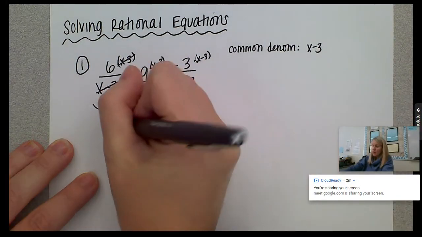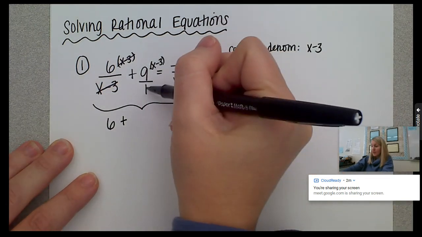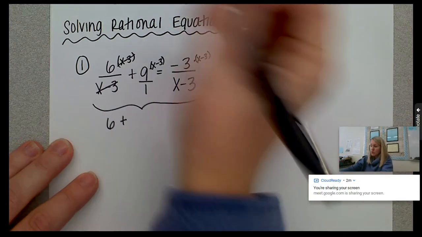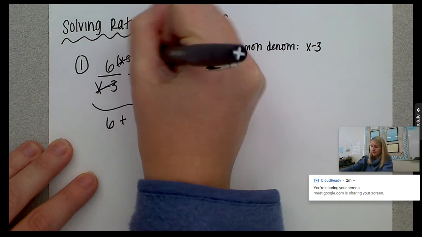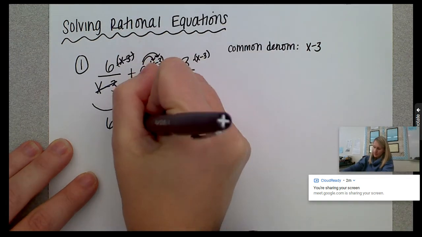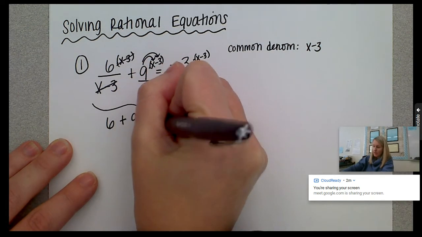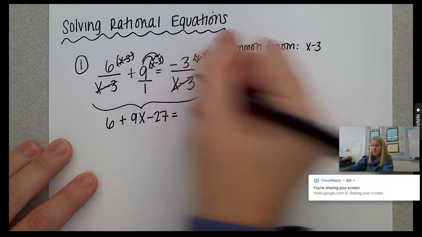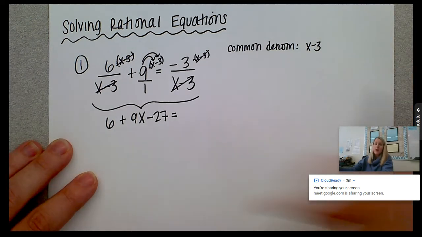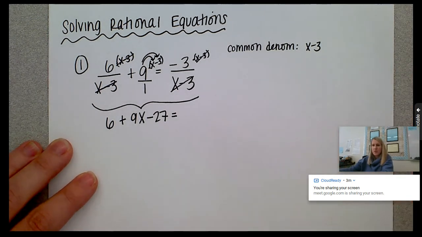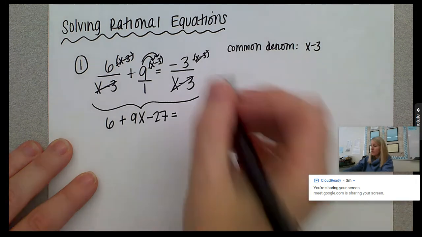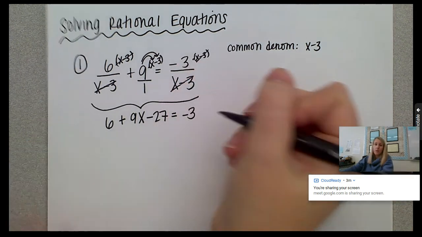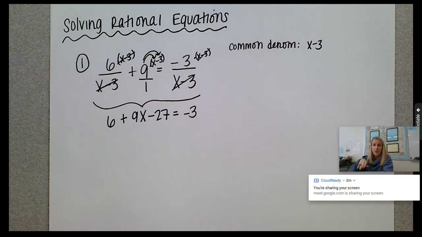And then we have plus. Here nothing cancels, because it was just over 1. So I'm going to distribute this 9 in, and I'll get plus 9x minus 27. Then we have our equal sign. And over here, the x minus 3s cancel. That's why you do that step, to get rid of all those fractions so they're not as much of a pain. When those cancel, you'll just be left with negative 3. So this is definitely a way more manageable equation to solve.